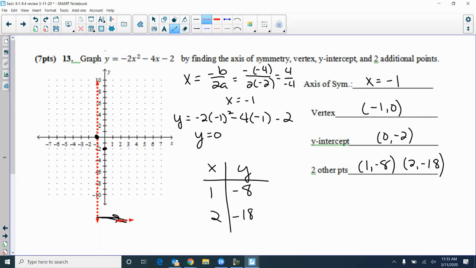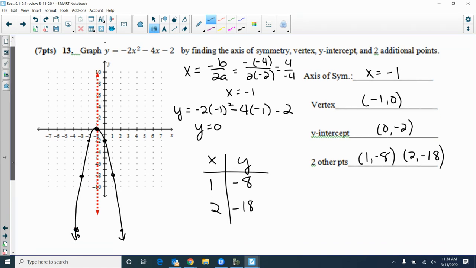All right, what is going on here? And so I got 1, negative 8. And I'm just going to estimate that 2, negative 18 would be down here somewhere. All right, mirror point on the other side. And then we said it opens down. So that would be the case. Okay.